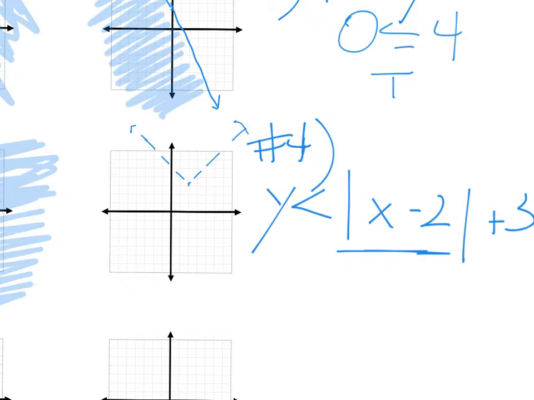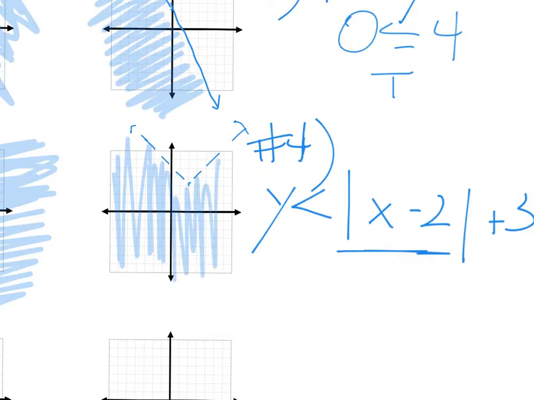And then now we have to decide what we're going to shade it. Y is less than the absolute value. So there's above the absolute value and there's less than. So we need to shade all the stuff underneath of it. Beautiful.